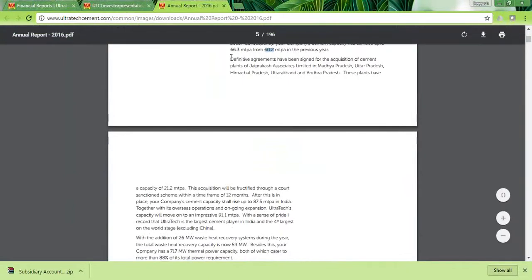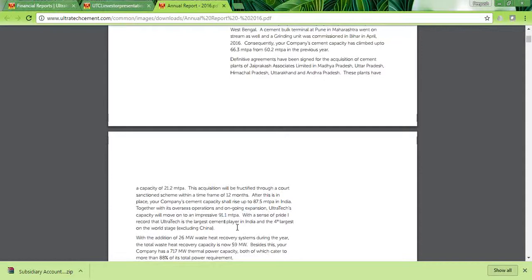Then they have also done an acquisition of cement plants from Jayaprakash Associates. These plants have a capacity of 21.2. The acquisition will be completed in 12 months. After this, the company's capacity should rise to 87.5. And with overseas operations and ongoing expansion, total capacity would be approximately 91.1 million tons per annum, right?